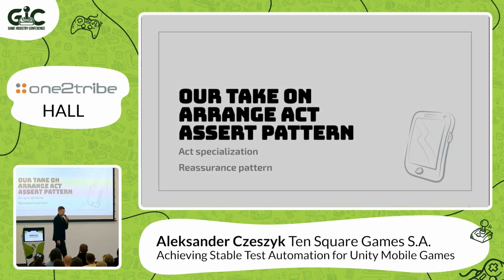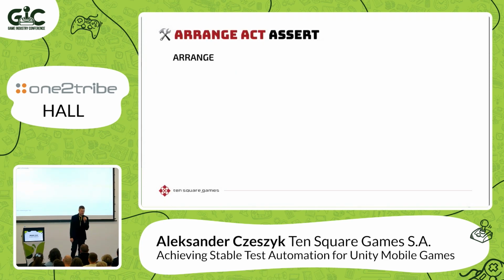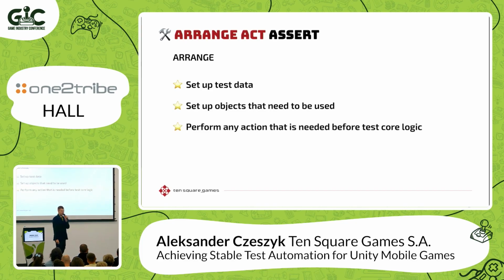And that's how we move on to the next topic, which is our take on arrange, act, and assert. You know that pattern? It is pretty known from unit testing. It is made up of 3 parts. Arranging means setting up test data, setting up objects that need to be used, and performing anything before the core test logic. For example, when you have a test that checks something with a specific player, you may log the player into the system before entering the game, obtaining some data before, or something like this.